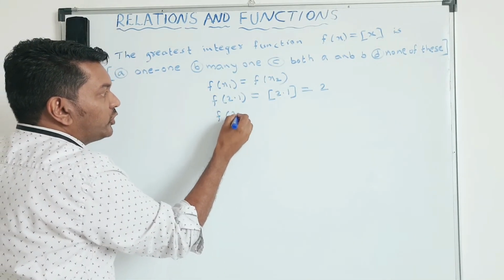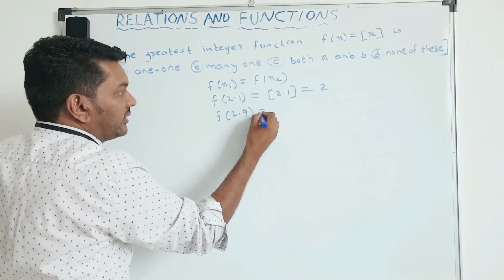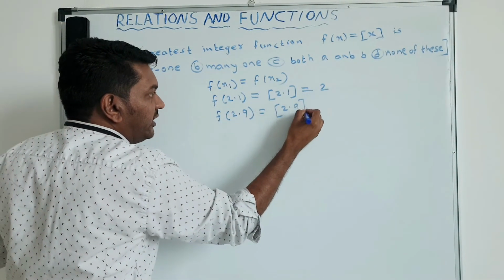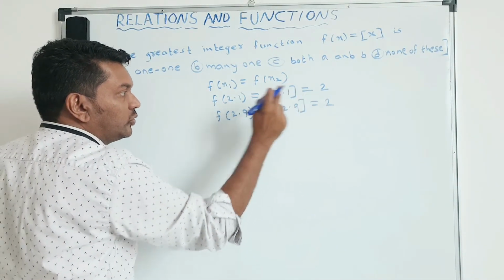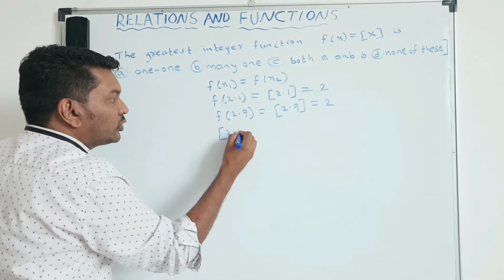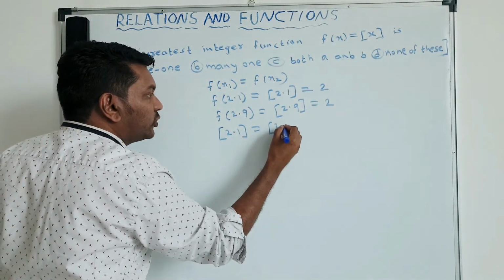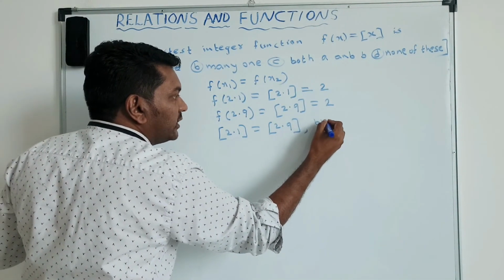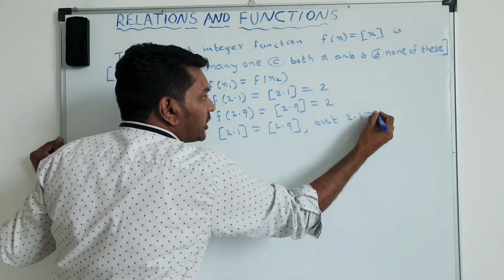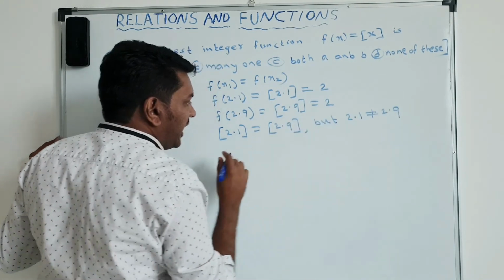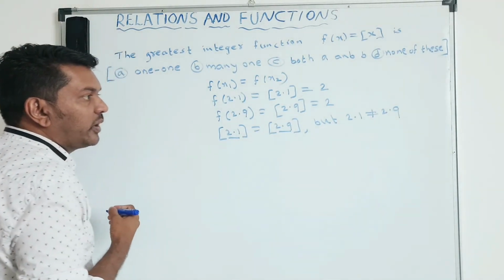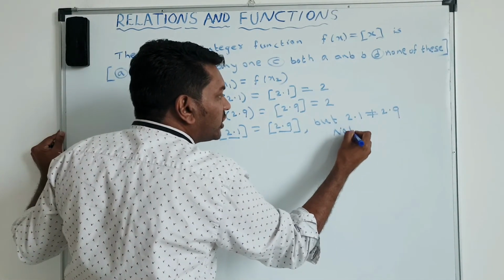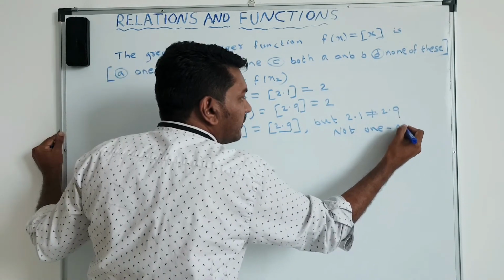Now f of 2.9 I am taking. Greatest integer 2.9 is equal to 2. The first integer to the left of 2.9 is 2. So I got greatest integer 2.1 equals greatest integer 2.9. But 2.1 not equal to 2.9. f of x1 equal to f of x2, but this x1 and x2 are not equal. Therefore, it is not a 1 to 1 function.